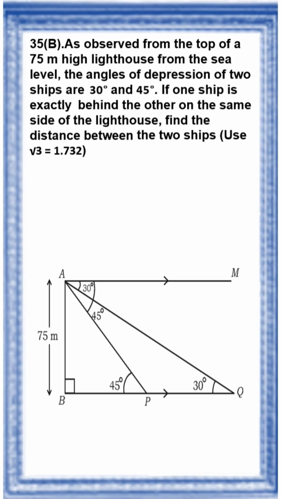Now let us have the figure. Here P and Q are ships. Let AB be the lighthouse. Its height is 75 meter. The angles of depression of the two ships are 30 degree, angle MAB, and the angle of depression MAP is 45 degree. One ship is just behind the other on the same side of the lighthouse.